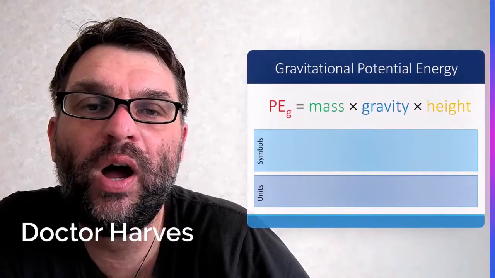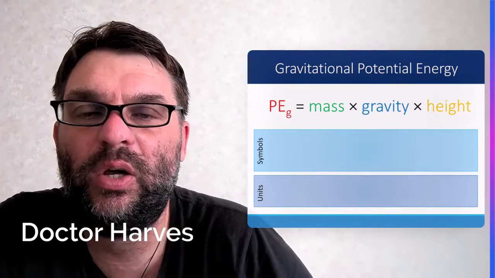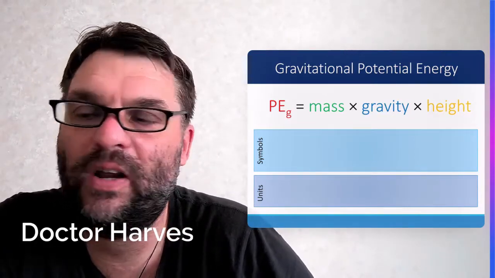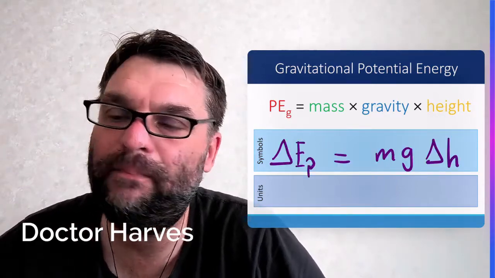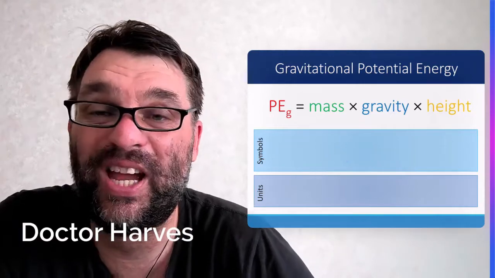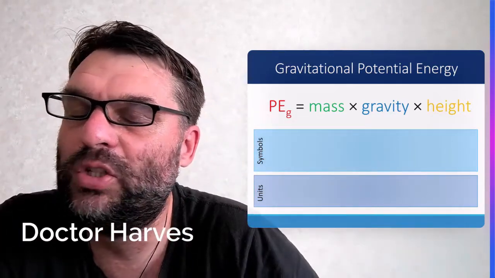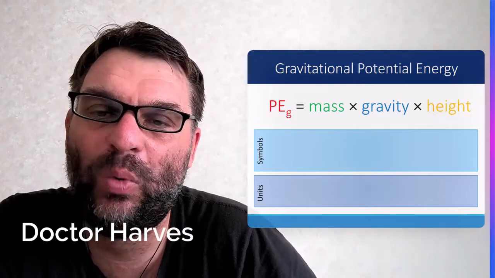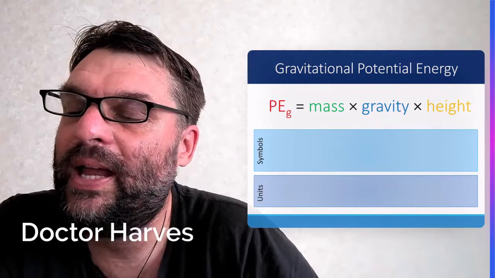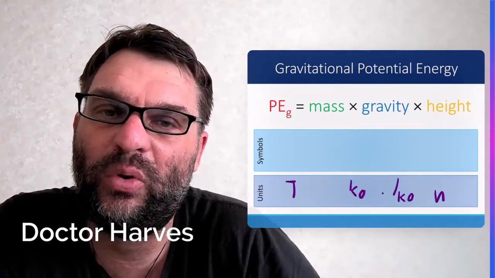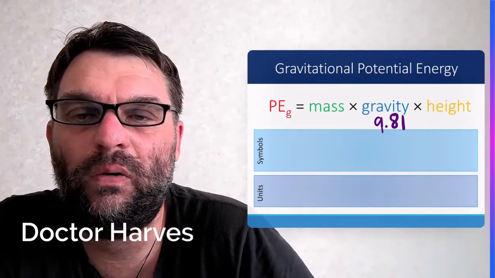The reason why is because of the following equation. PEG, where g is lowercase for gravity, equals mass times gravity times height. Or delta EP, the change in potential energy, equals mass in kilograms times g, which is 9.81 newtons per kilogram, times delta h, in meters. And of course, being energy, gravitational potential energy will have the units of joules.